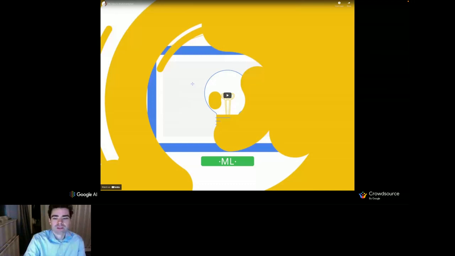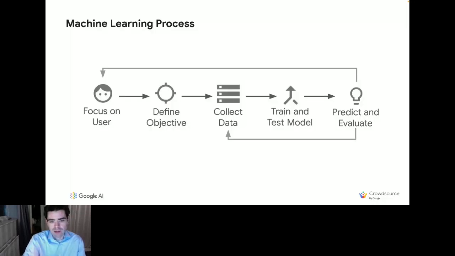I'll just continue talking at the cost of my voice. This is the basic workflow of machine learning, and we've talked about it a little bit. So the user provides data. You define your objective, so that would be collecting data usually. And then you train and test the model, and then you predict and evaluate. The crucial thing here is the train and test stage. Constantly be thinking about that dichotomy, train and test. You have your data, you're testing it again, and you're iteratively improving it.